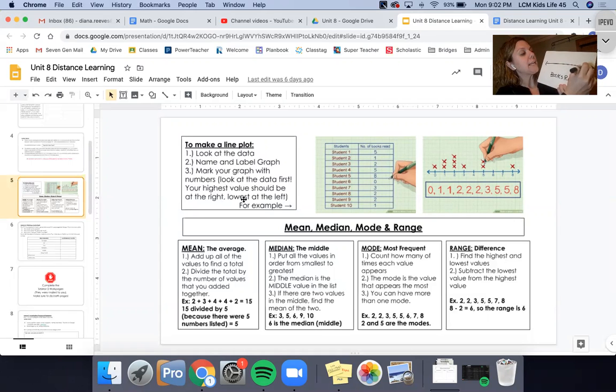So will I need anything more than 8 on my chart? I will not, because that's the highest number of books read. The lowest number of books read was 0. Poor student 6, he didn't read any books. Okay, now I have 0 and I have 8. And now I need to decide what makes the most sense for how I lay out the rest of my numbers. For this particular set of data, it makes sense to just count by ones.